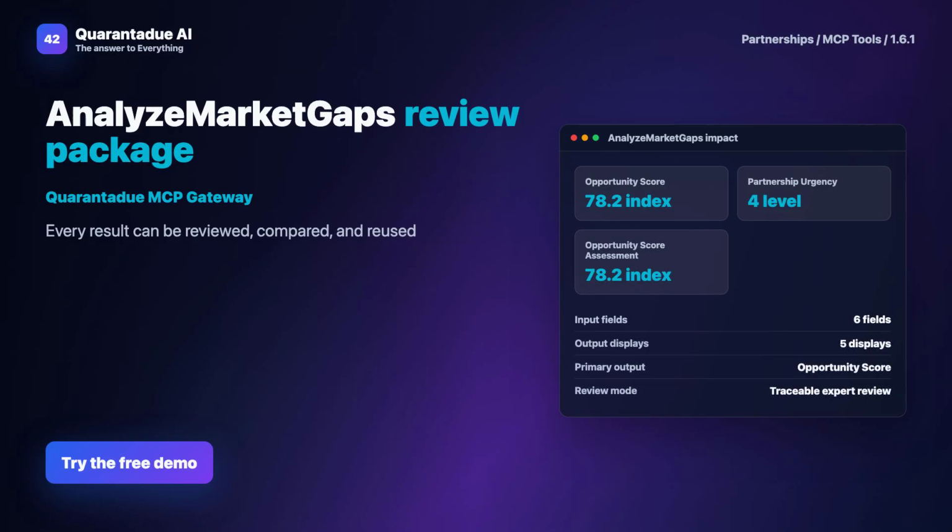The value of analyze market gaps is not just automation. It is a controlled way to turn repeated partnerships work into a documented business process with clear inputs, transparent logic, and reusable outputs.